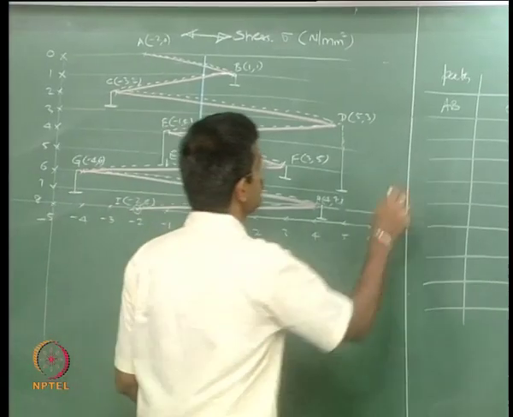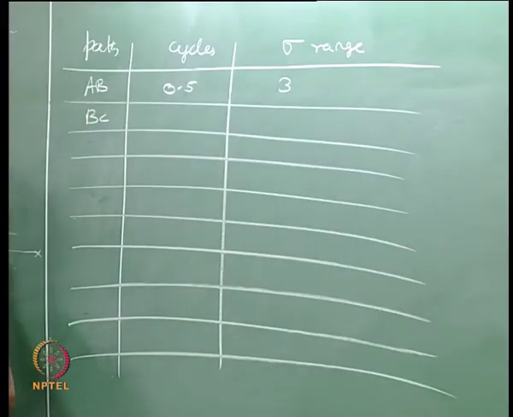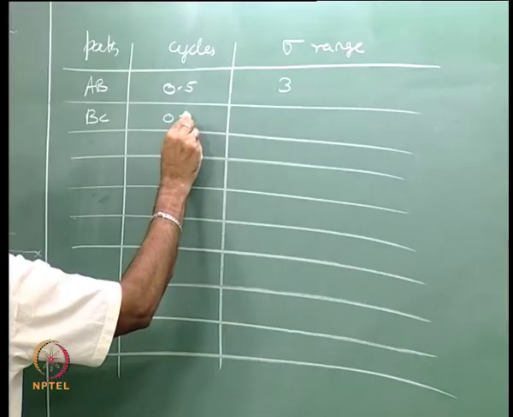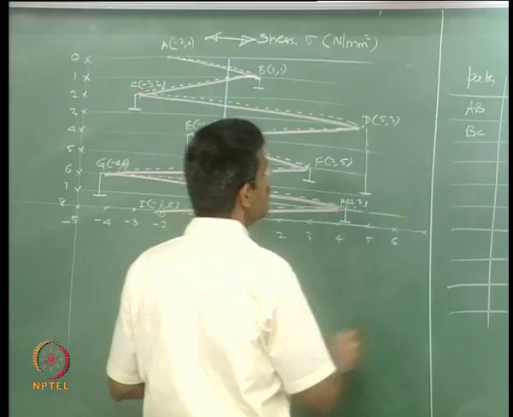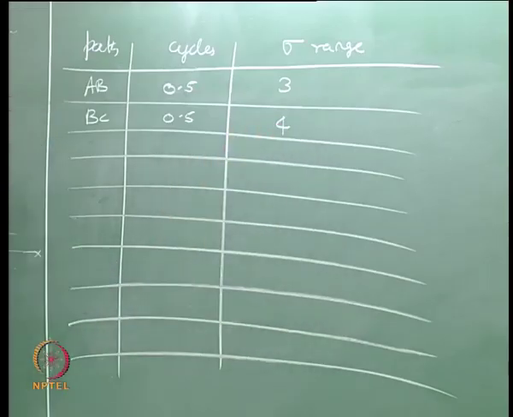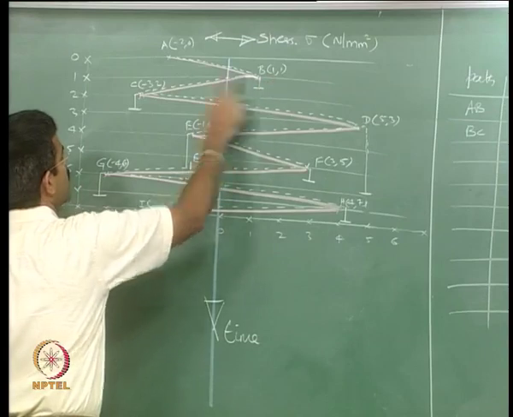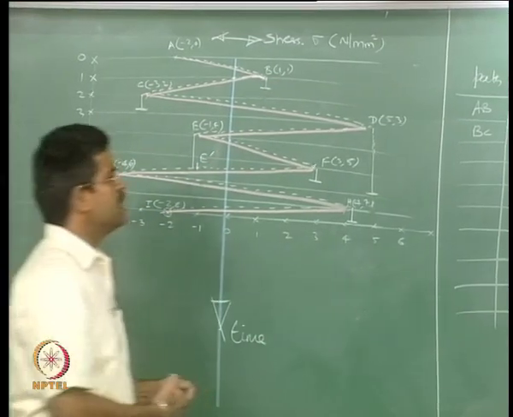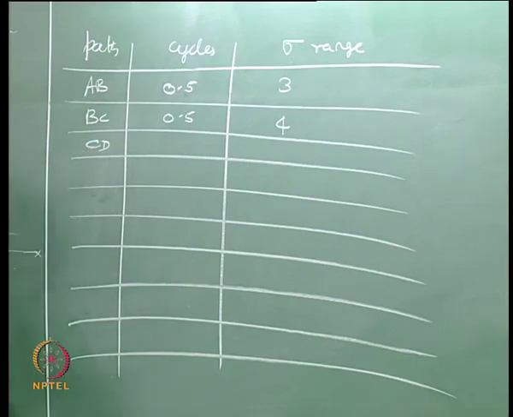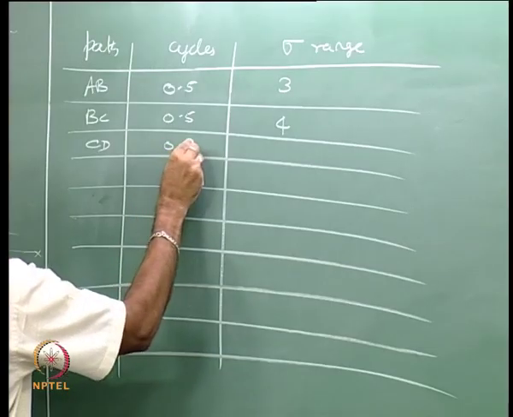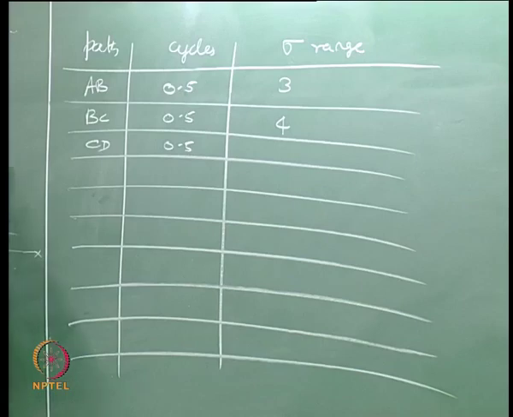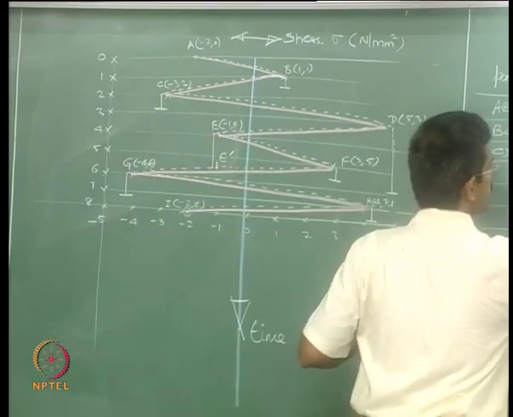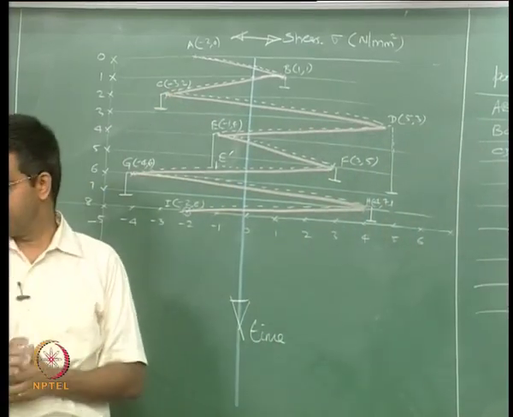Similarly BC, again peak and valley, so again 0.5, and what could be the range? 4, is it not? Because B is at +1, C is at -3, so it is 4. Similarly CD, again half cycle, so the value could be 8, is it not?